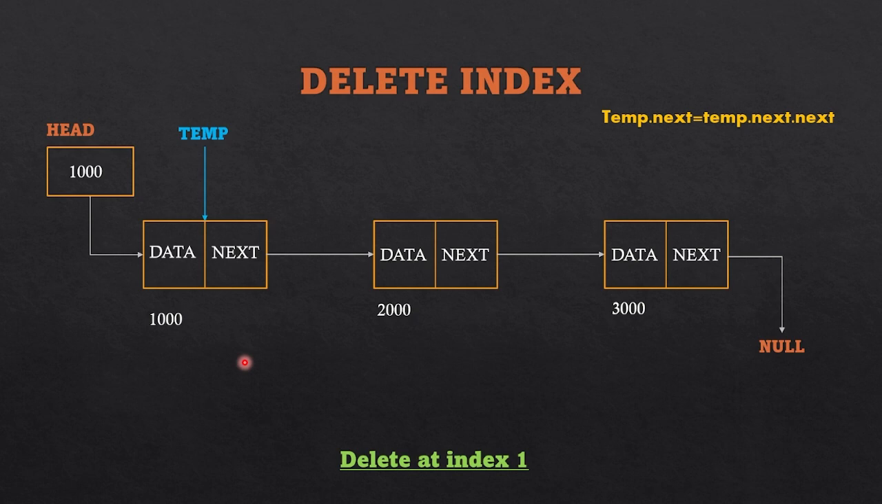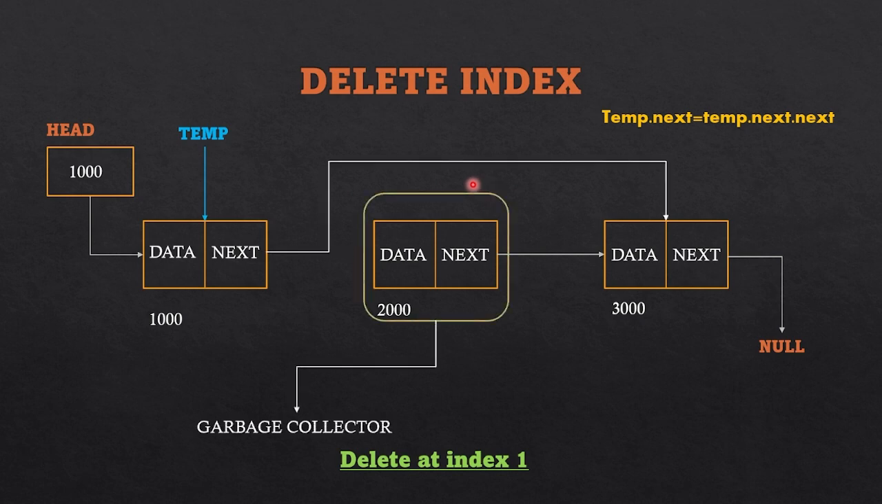Well, it might sound a little confusing, but it's not confusing at all. What I'm trying to say is temp.next, this one, must point to temp.next.next, meaning it must point to here. So once this points to here, this node becomes inaccessible. And yes, Mr. Garbage Collector will come and take it away.